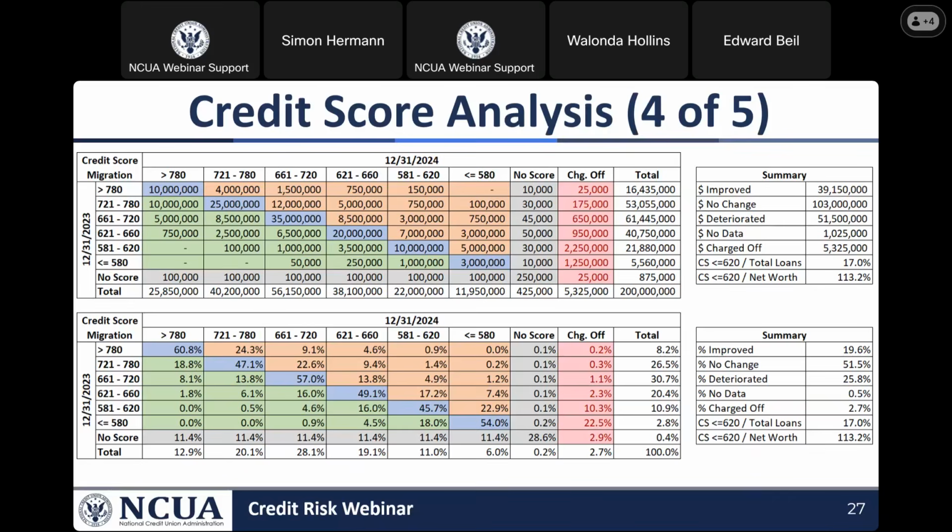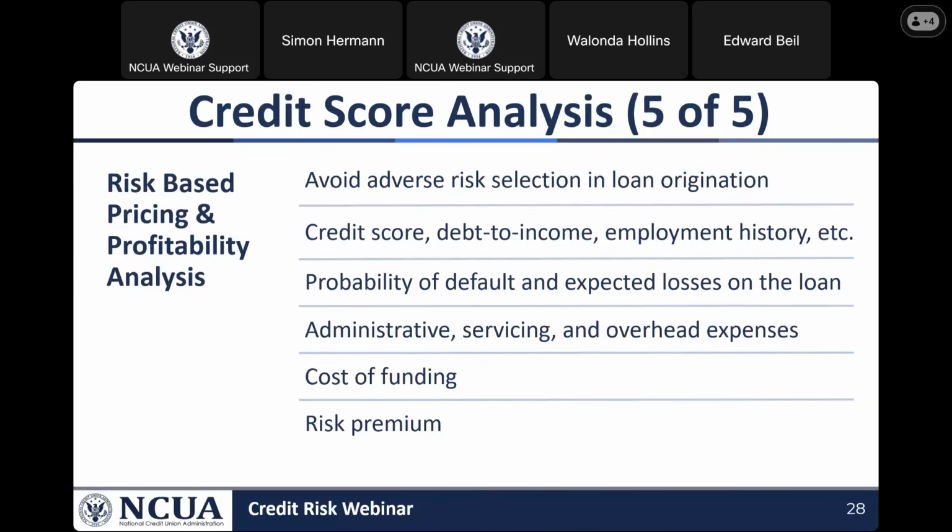Next slide. The last credit scoring topic that we will cover is risk-based pricing and profitability analysis. Risk-based pricing ultimately refers to adjusting the interest rates the borrowers pay to reduce the risk of default and loss on the loan. Higher credit quality borrowers would typically pay lower rates, while lower credit quality borrowers would typically pay higher rates. Risk-based pricing is a very important topic for risk management because it helps reduce adverse risk selection.